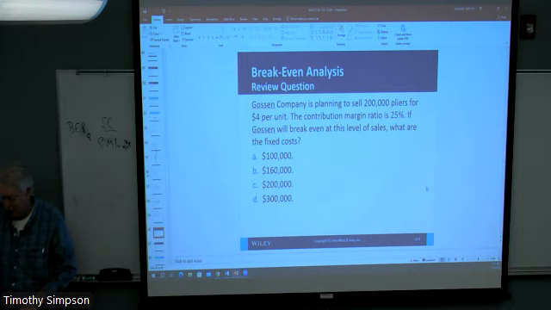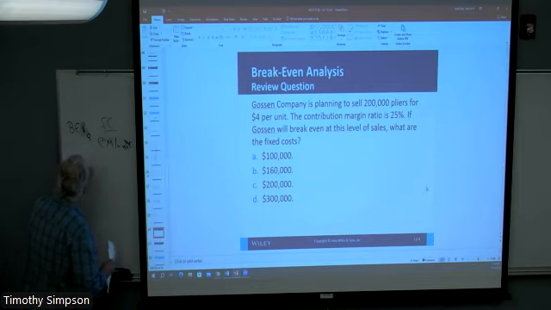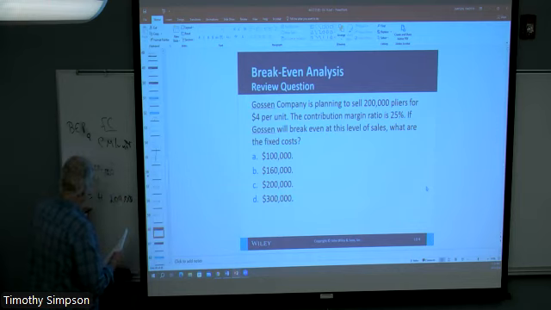So what do we know about this? We've got 200,000 units that are being sold here. So the quantity is 200,000. That's what's given. And we know the price per unit is $4. So price times quantity, which is revenue, is $4 times 200,000, which is going to be 800,000.